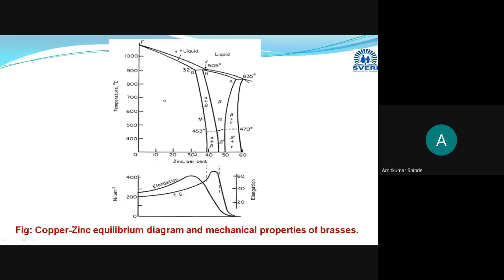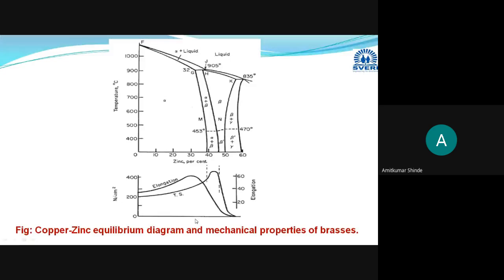What will be the effect on the properties, means what will be their tensile strength, and what will be the changes in their ductility. You can say that depending on the percentage of zinc, these properties will also vary. Now that explanation you will get from this second diagram. The second diagram is there: mechanical properties of the brasses.